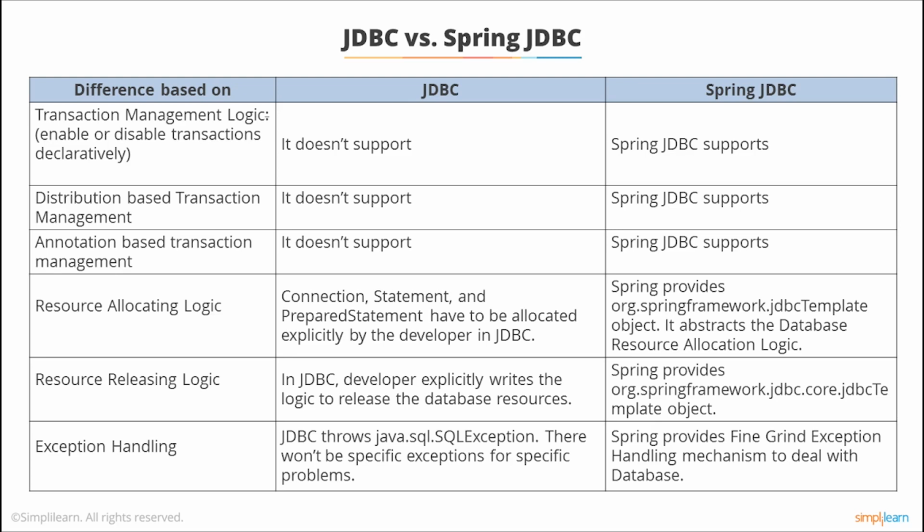Resource allocating logic. In JDBC, the connection statement and prepared statement have to be allocated explicitly by the developer. Spring provides a template object and it takes care of the database resource allocation logic. Resource releasing logic. In JDBC, the developer explicitly writes the logic to release the database resources. Spring provides the JDBC template object. Exception handling. JDBC throws Java SQL exception. There won't be specific exceptions for specific problems. And Spring JDBC provides a fine-grained exception handling mechanism to deal with the database.